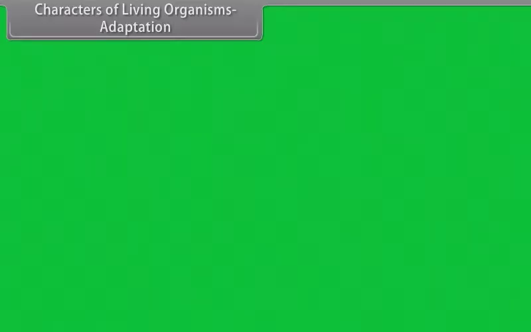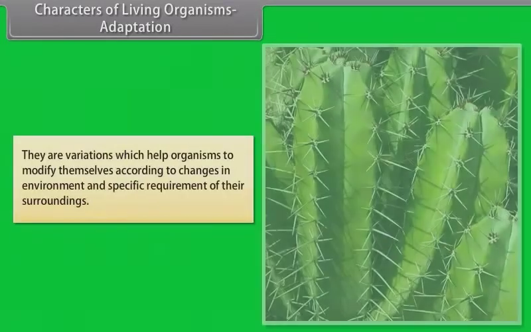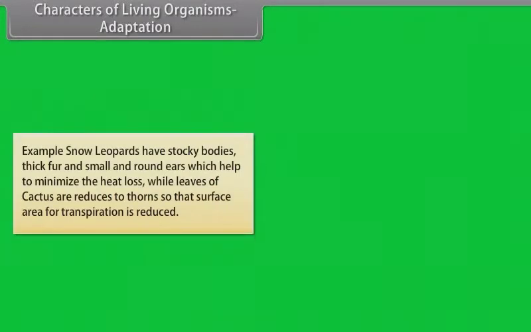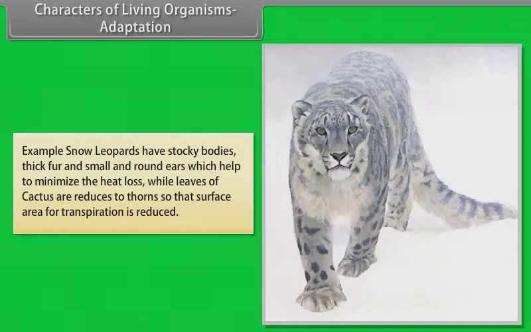Characters of living organisms. Adaptation. They are variations which help organisms to modify themselves according to changes in environment and specific requirements of their surroundings. Example: snow leopards have stocky bodies, thick fur and small and round ears which help to minimize heat loss, while leaves of cactus are reduced to thorns so that surface area of transpiration is reduced.